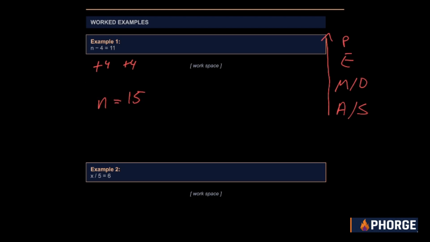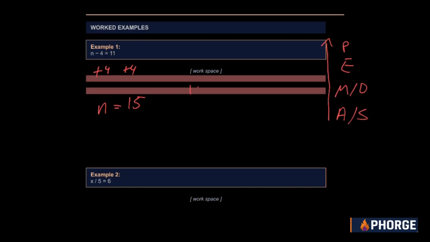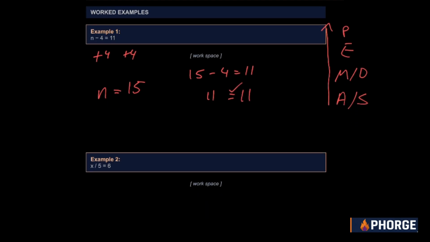Okay, let's double check our answer. Let's put n equal to 15 back into that. So we have 15 minus 4 equal to 11. 15 minus 4 is equal to 11, which is equal to 11. Boom, good to go.